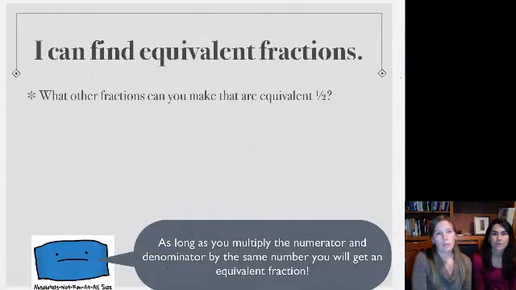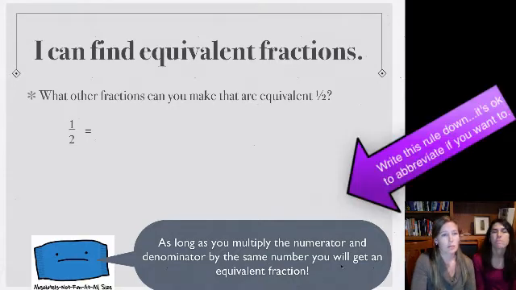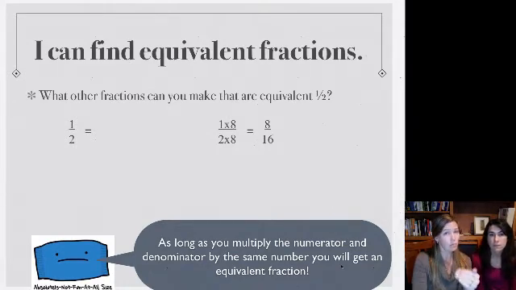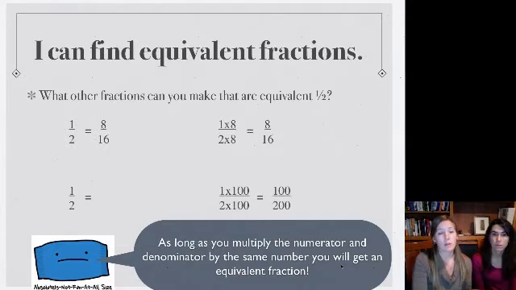Okay, so we are going to make even more that are equivalent to 1/2. As long as you multiply the numerator and denominator by the same number, you're going to get an equivalent fraction no matter what. So it could be something like multiplying them by 8. If I multiply numerator and denominator by 8, you get 8/16, and those are still equivalent. You could multiply it by 100. If I have 1/2 and I multiply the numerator and denominator by 100, I get 100/200. Still equivalent to 1/2. So no matter what, as long as you do the same thing to the top and the bottom, then you are good to go and you have an equivalent fraction.